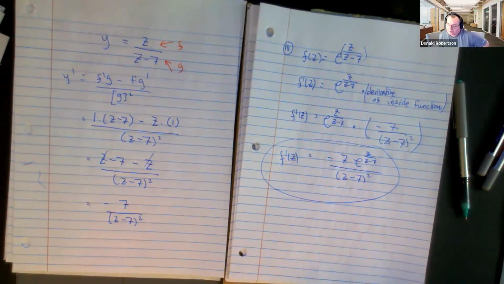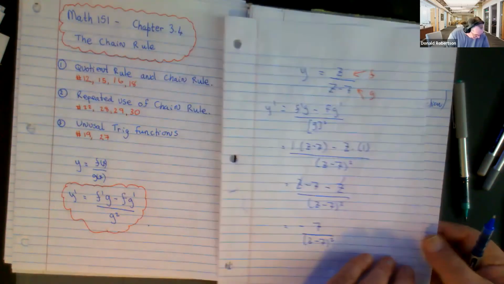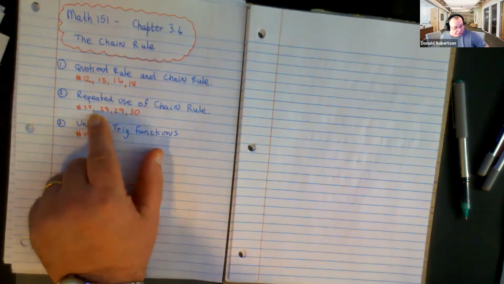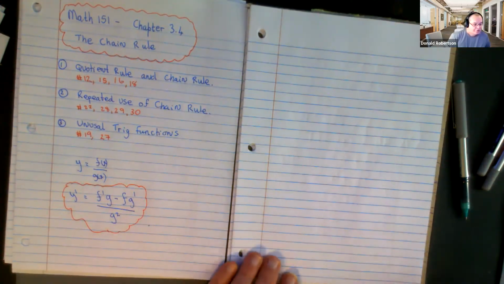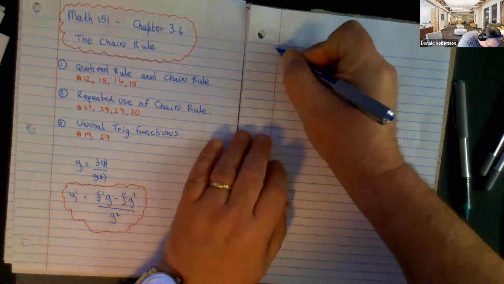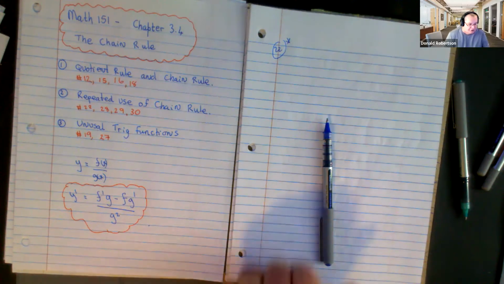Are we okay with this one? A weird e to the power using a chain rule followed by a quotient rule. Well, we've got 2 more topics to look at. One is repeated use of the chain rule, and then some unusual trig functions. So, 22. Let's look at that as an example of repeated chain rule.